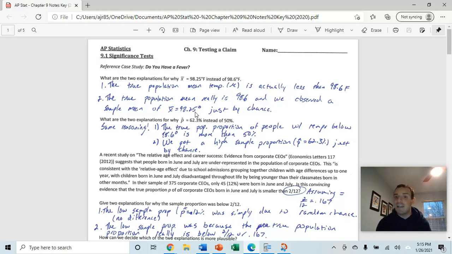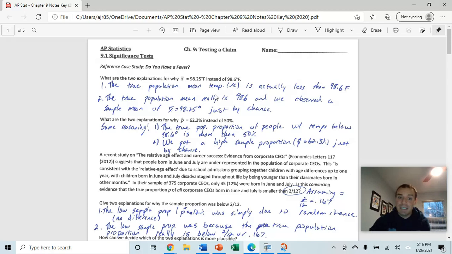And this goes back to the idea of, okay, just because your actual mean is 98.6, when I take a sample of 130 or 140 people, however many I took, I'm not going to get 98.6 every single time in my sample mean. There's going to be that sampling variability. But what we have to determine is, how likely is it to have gotten this sample mean if the actual mean is 98.6? What are the chances of getting that? And that probability is what's going to be used to answer that question. So one of these two things are true. Either the population mean really is 98.6 and we just got this by chance, or the population mean is actually less than 98.6, and that's what we have to determine.